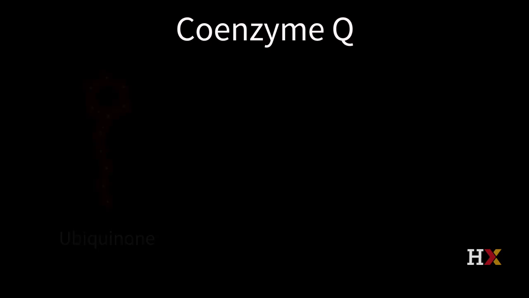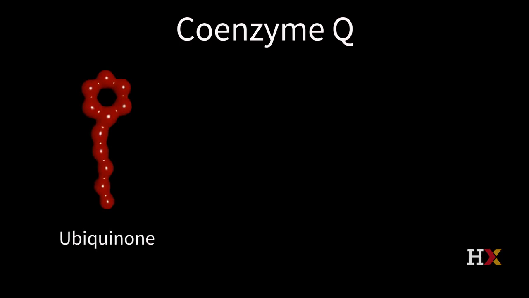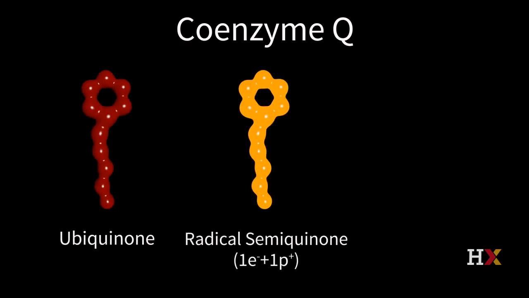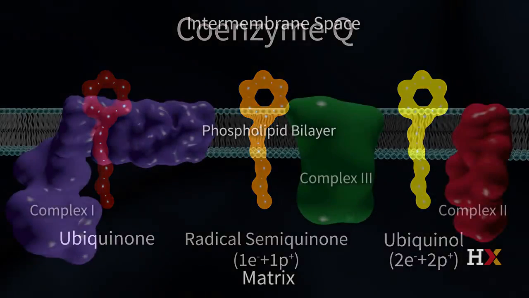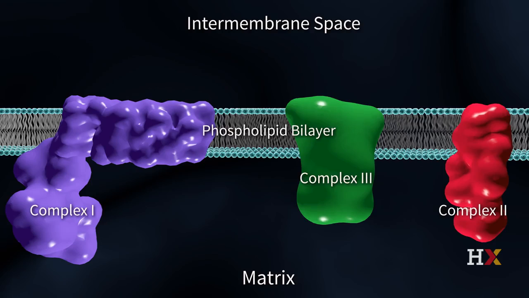Coenzyme Q is a molecule that transfers electrons and protons between complexes. Coenzyme Q has 3 states: the oxidized ubiquinone, the partially reduced radical semiquinone, which carries 1 electron and 1 proton, and the fully reduced ubiquinol, which carries 2 electrons and 2 protons. These protons contribute to the decrease of the proton concentration in the matrix.